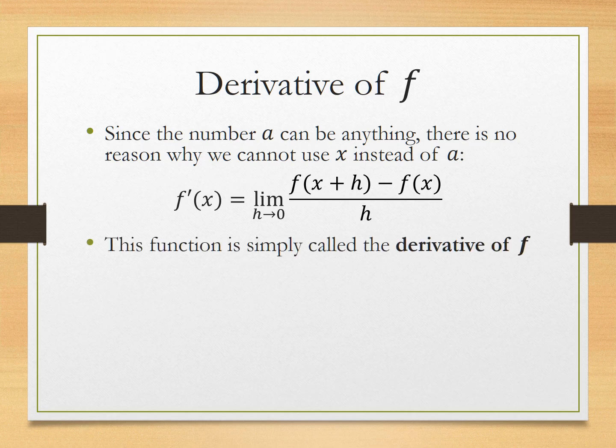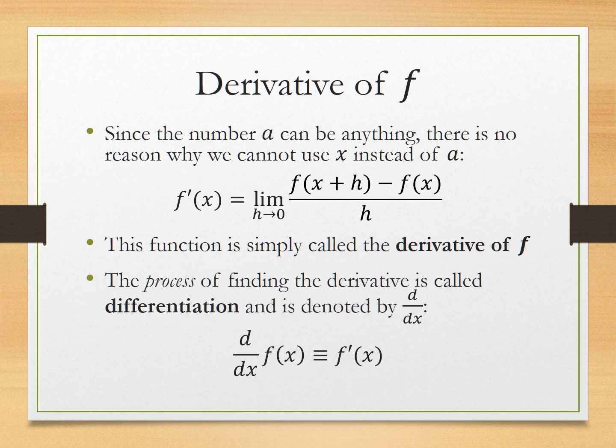This function is simply called the derivative of f at a point a. This is simply called the derivative of f. This function gives you the slope of f at any point of your choosing. The process of finding the derivative is called differentiation. Derivative is a function. Derivative, this limit, is a function. The differentiation is a process. It's the process of finding the derivative.